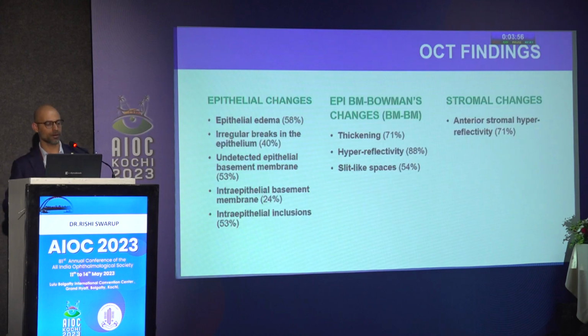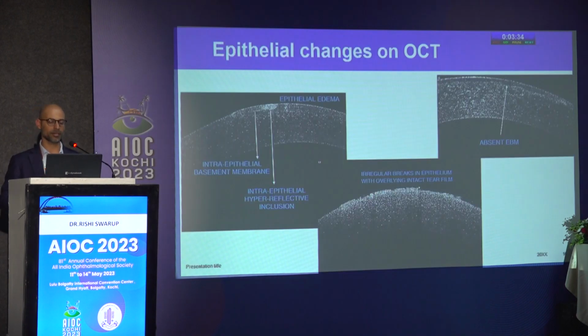The changes that we found in the OCT were predominantly epithelial changes: epithelial edema, irregular breaks in the epithelium, undetected epithelial basement membrane, intraepithelial basement membrane, intraepithelial inclusions. Epithelial basement membrane, Bowman membrane changes were the new finding in our study, which was thickening in 71%, hyperreflectivity in 88%, and slit-like spaces. These have not been described before. And stromal changes like anterior stromal hyperreflectivity.